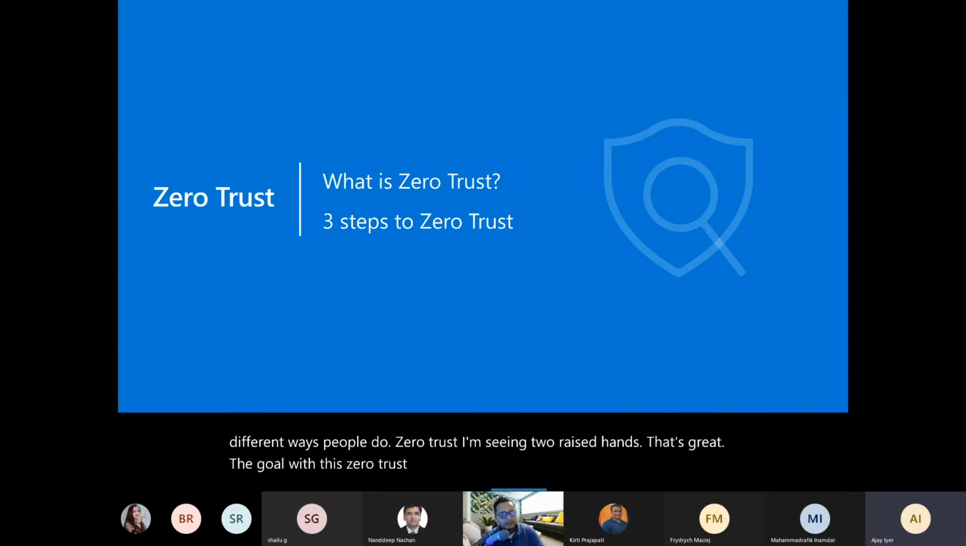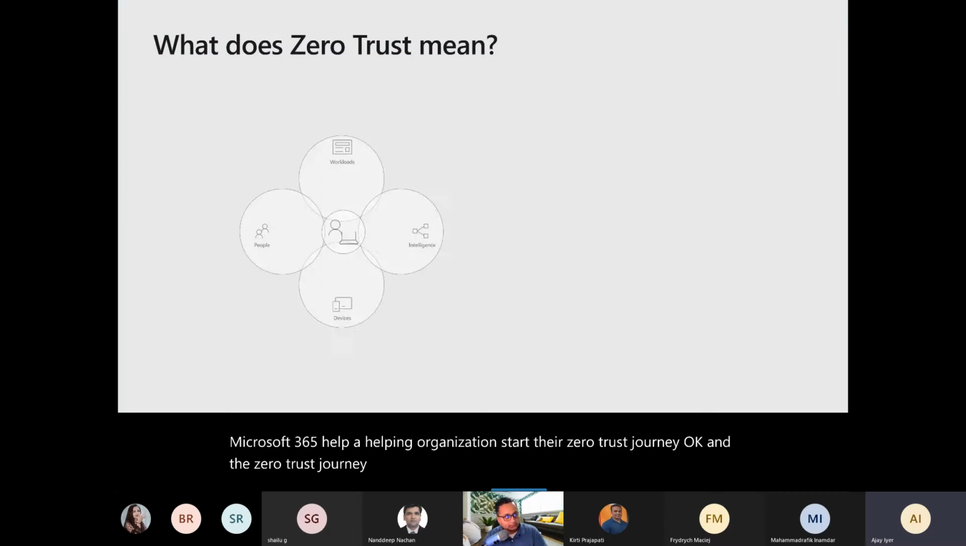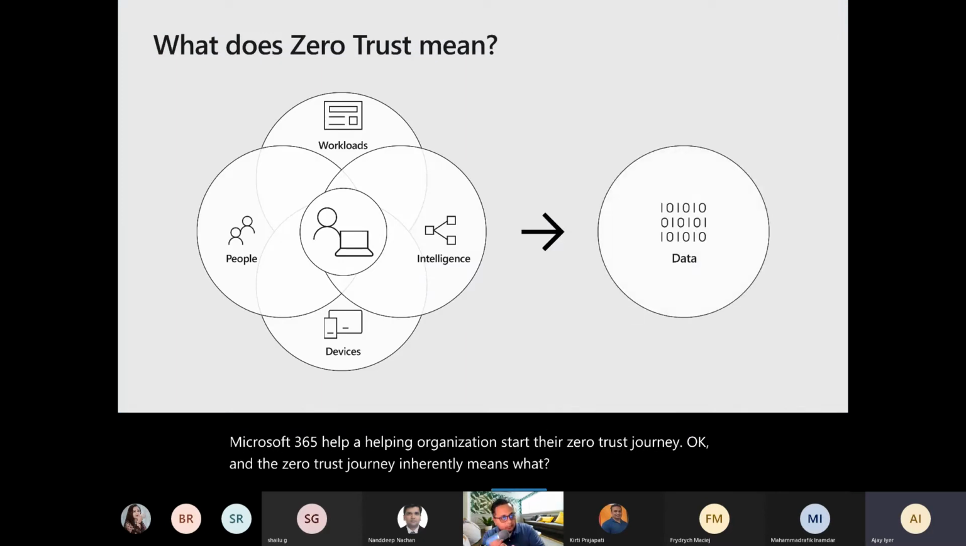The goal with this zero trust approach, right? One of the things we talk about today is how Microsoft 365 can help an organization start their zero trust journey. And the zero trust journey inherently means what? In my organization, I have people who access information. I have devices that require access to information, right?